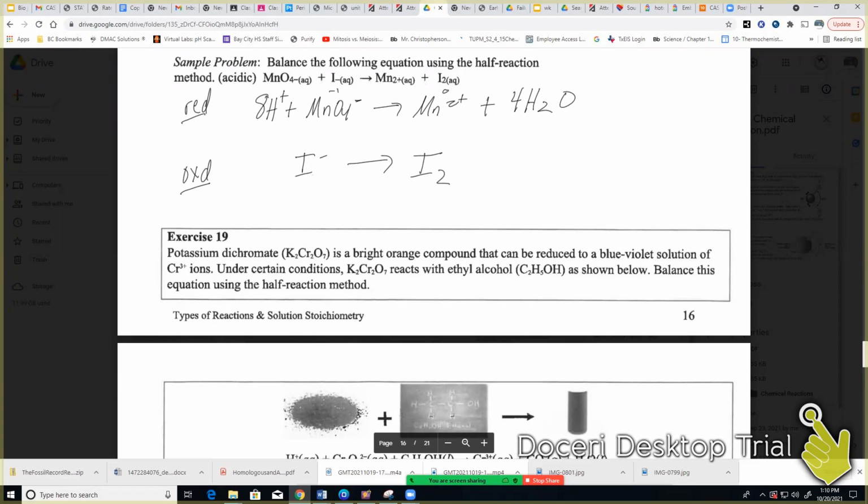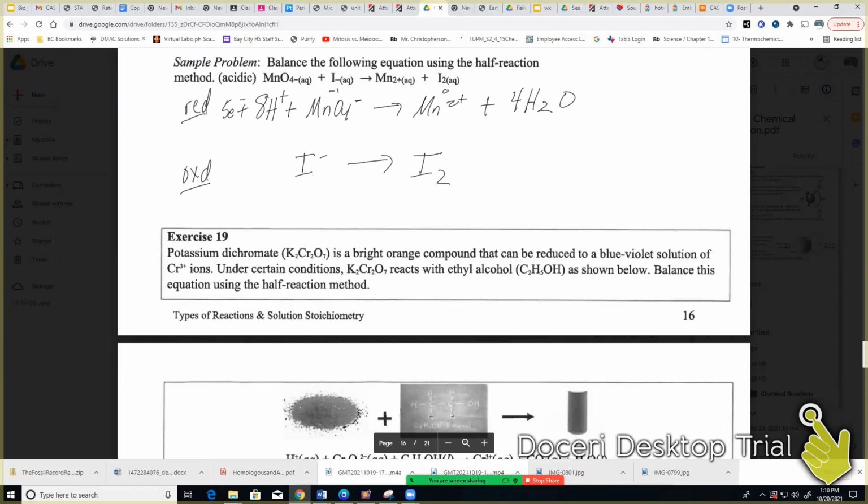All right, and then my next step is I need to get them balanced with regard to charge. So I've got a positive 2, and over here I have 7. So I need to add how many electrons? 5 electrons, right? Sorry, I did the exact same thing in my work here. I dropped that negative sign again. All right, so then we're good on that one.